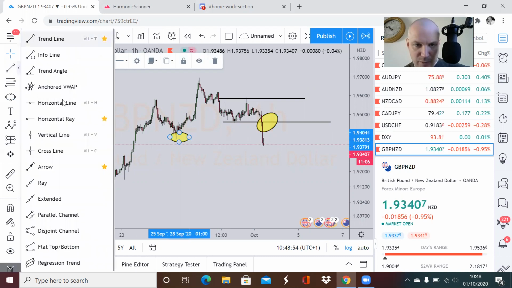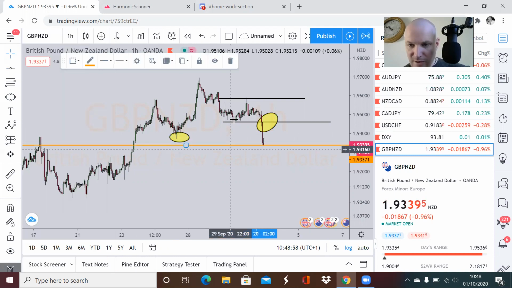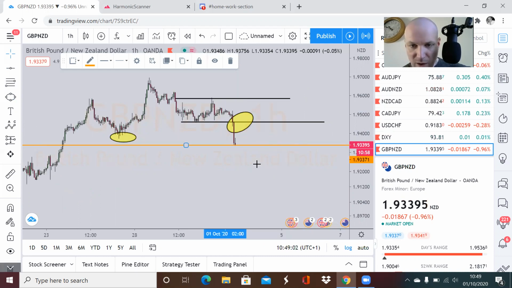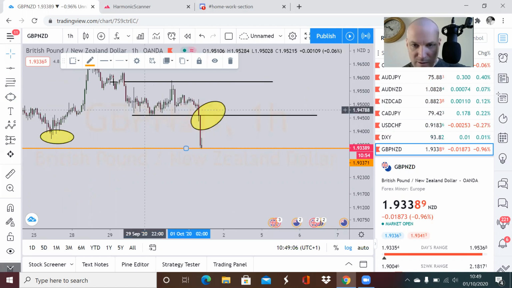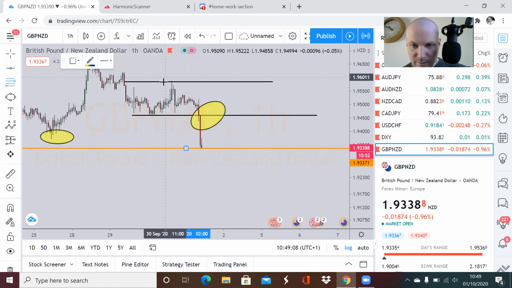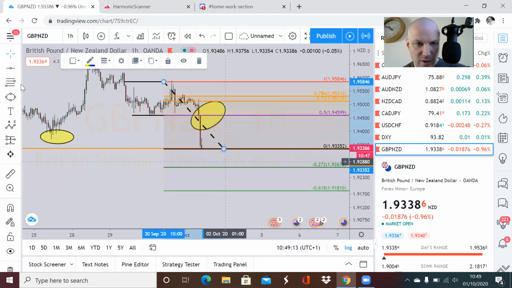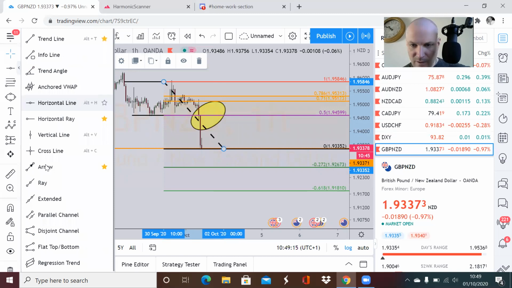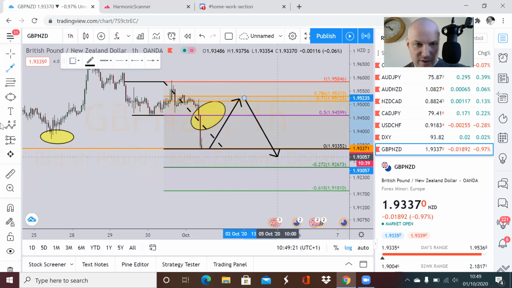Let's mark it out. We'll just put a horizontal line. We've broken structure from there. So what we can do, drilling at this a bit more, is draw the fib down to here. We could be getting a push up, a push down to the 272.